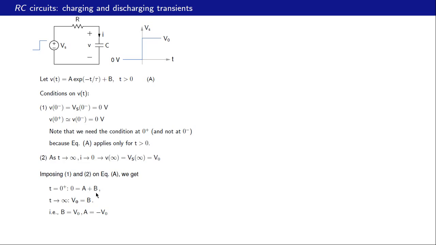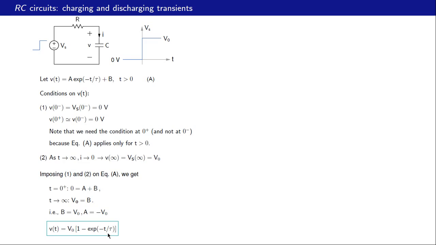At t equal to infinity, we have V equal to V0. So we put V0 over here. E raised to minus t by tau is 0 as t tends to infinity. Therefore we have V0 equal to B, like that. So our B is V0, and therefore A must be minus V0. We now substitute these values for A and B back into this equation, and that gives us the final result for V of t. So V of t is V0 times 1 minus e raised to minus t by tau. So this equation describes the charging transient.